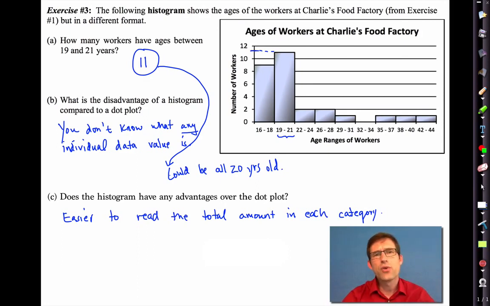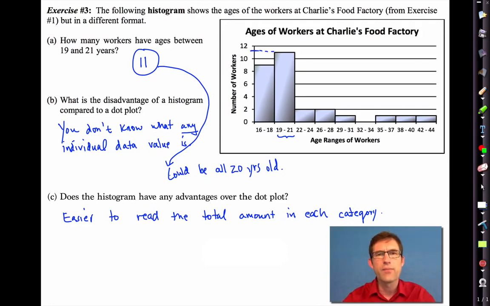All right, now granted, you could have a Y scale on the dot plot, but that's not all that common. Really, with the dot plot, what you're tending to do is just looking at the number of dots and saying, oh, well, there's more dots there than there are there. So there's more people that have ages of 17 years than ages of 30 years, right? That's what you're trying to do with the dot plot.